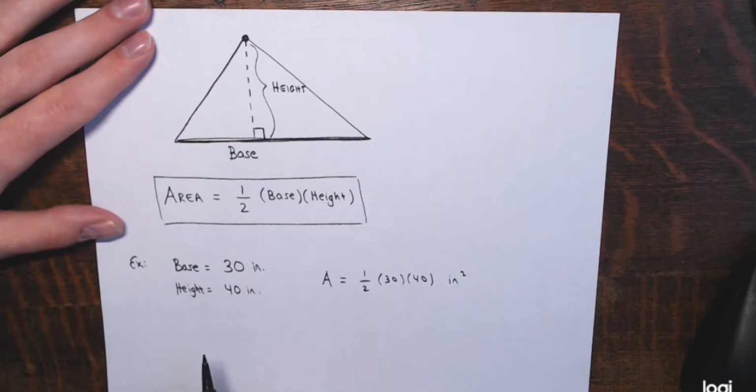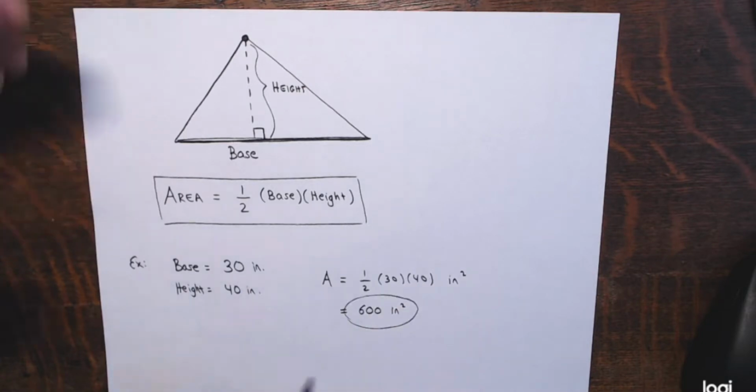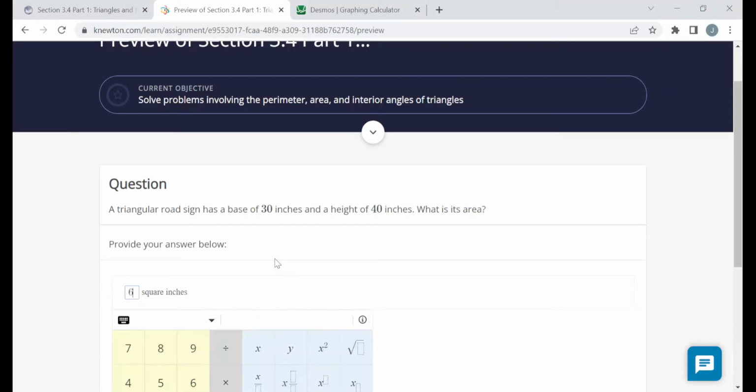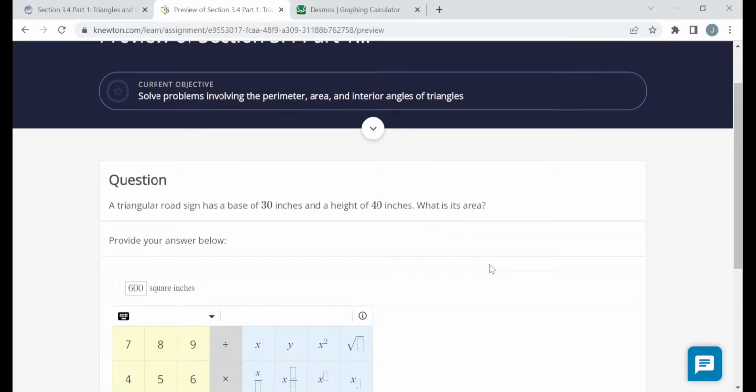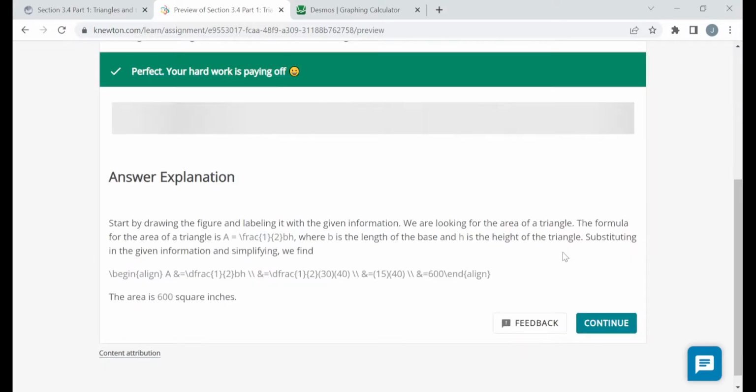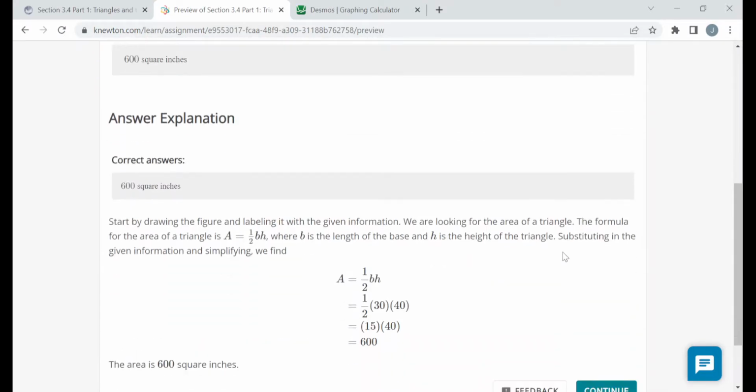And this is 600 square inches, because 30 times 40 is 1200, and then cut that in half. That's all they want, and we're just going to fill in the number 600, because they already have the words square inches written out. Wonderful.